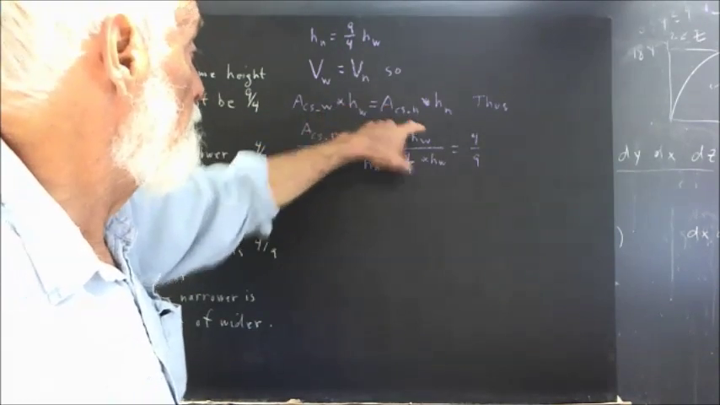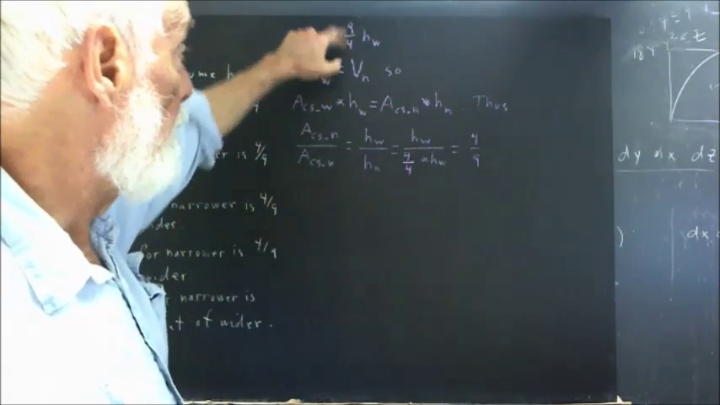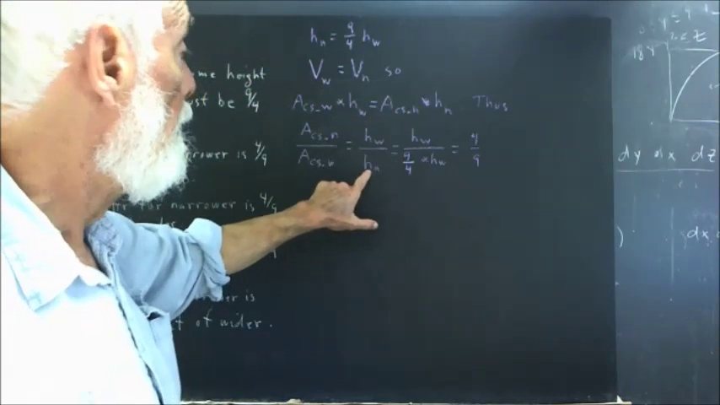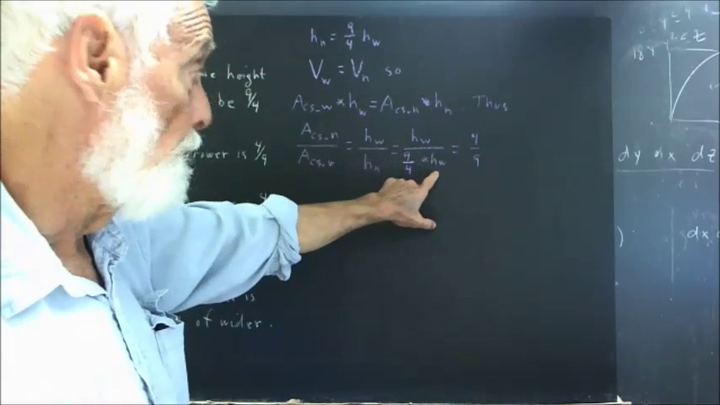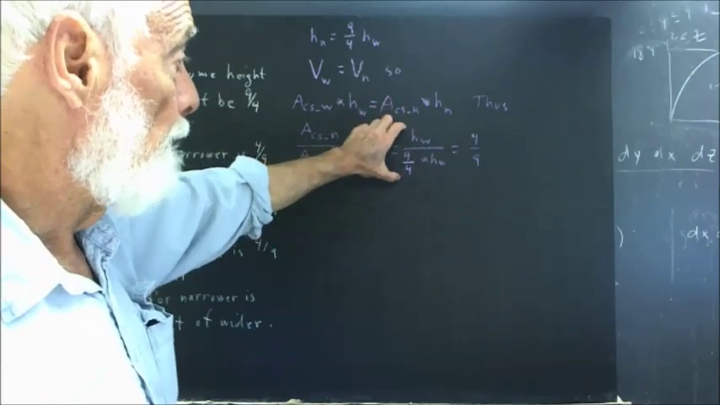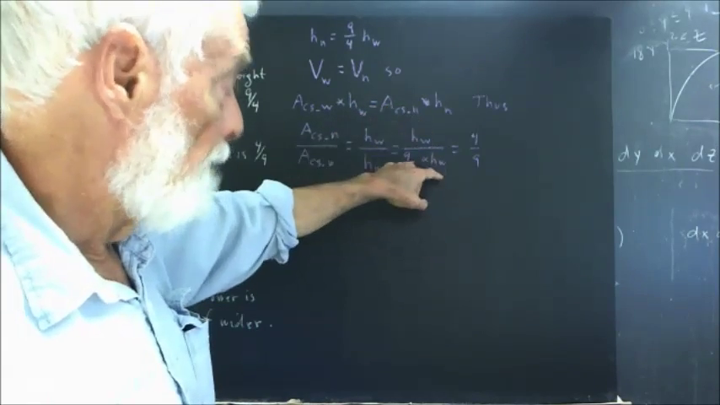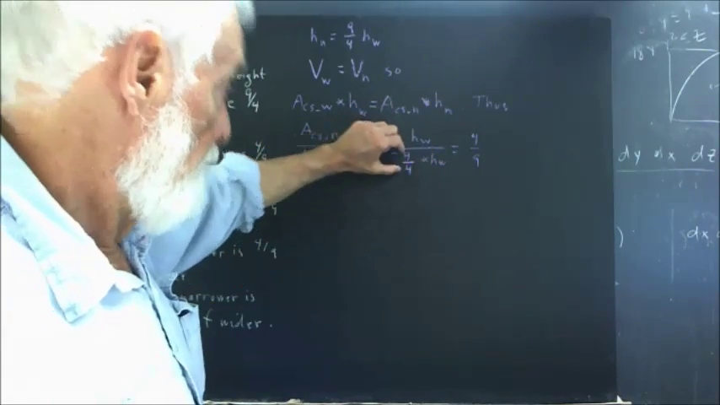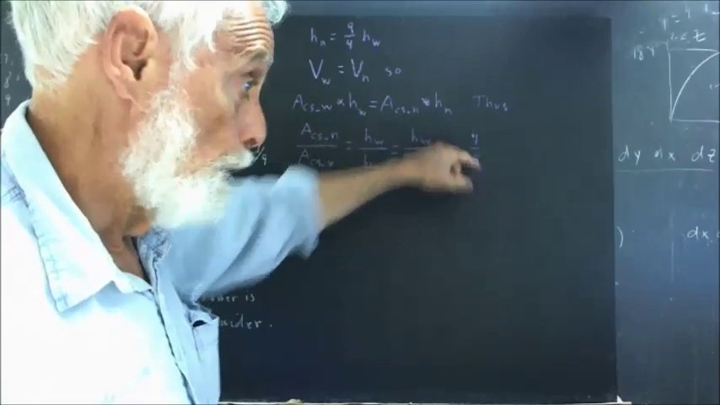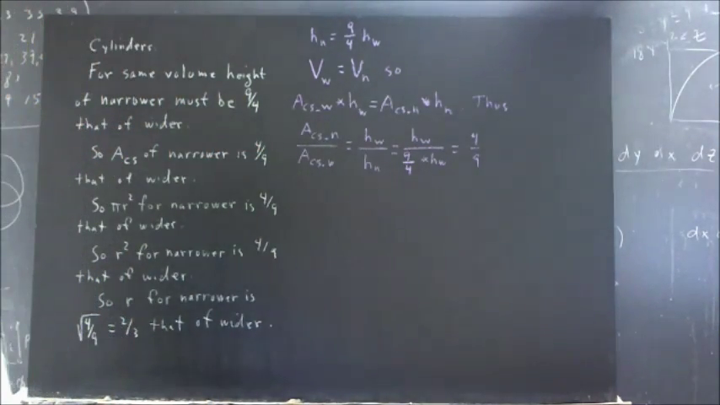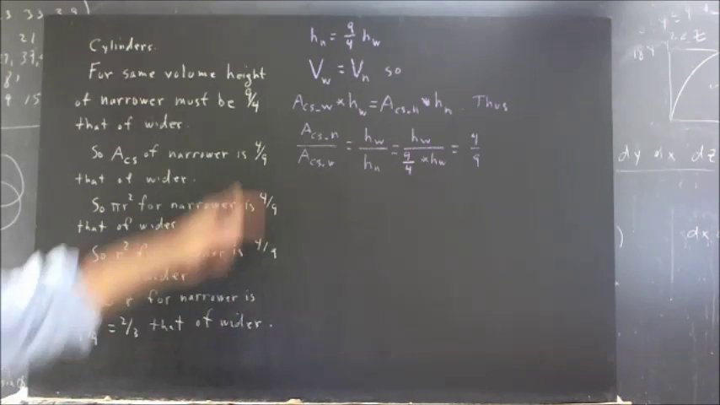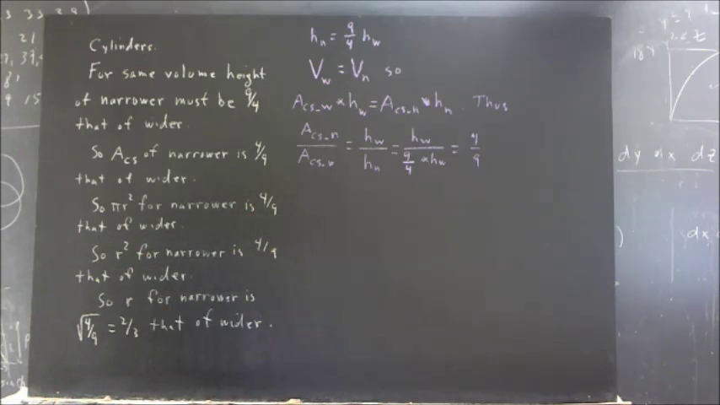And then the height of the narrower, remember, is 9/4 the height of the wider. So height of the narrow is 9/4 height of the wider. And we simplify this expression. Height of the wider gets divided out. The 9/4 gets inverted. We get 4/9. Now, how would we proceed to get the ratio of the areas? What would the detailed steps be? You should write that out and then check what I get.